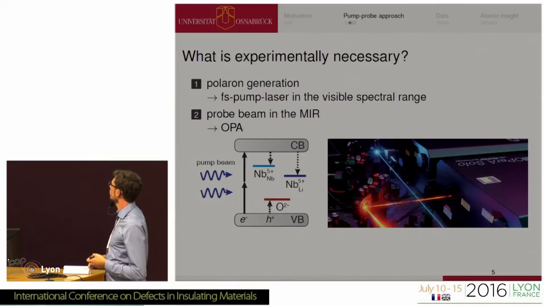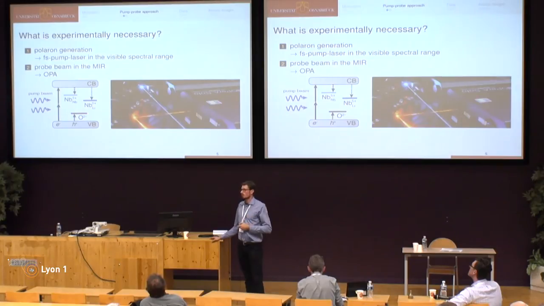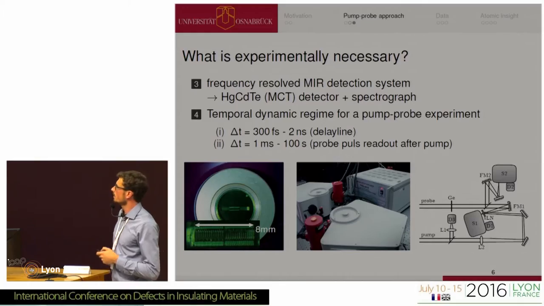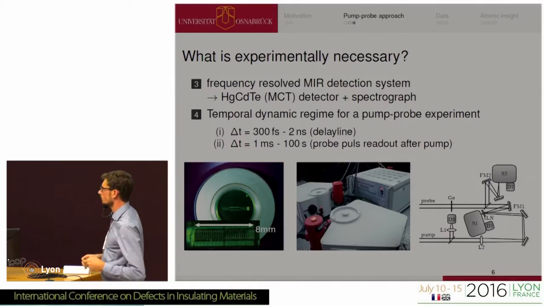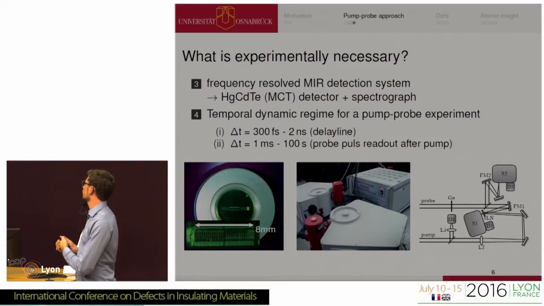What do we need for doing such an experiment? First, we need something to generate our polarons. We do that with an OPA in the visible spectral range by 2-photon absorption. We probe in the mid-infrared, also with an optical parametric amplifier. We use a mercury-cadmium telluride detector system with 32 pixels to resolve the OH- stretching vibration, so we can resolve the whole stretching vibration with only one shot. We also need a time resolution. We can access two time windows: first from 300 femtoseconds to 2 nanoseconds, and the second from 1 millisecond to 100 seconds by electronic readout. Here I will talk about the second time range.